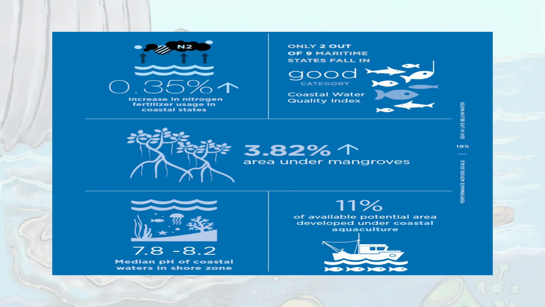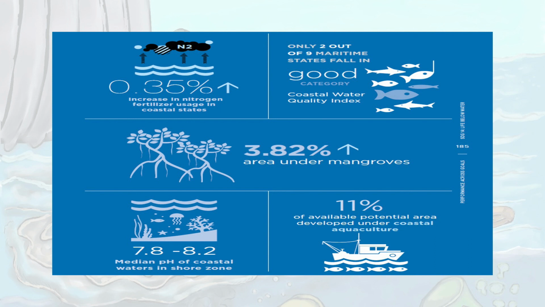If you look here, the overall summary is here. You will find that in every component we are improving. The coastal water quality is also under the category of good, and the area under mangroves is also increasing, a 3.82% increase, and the potential area developed under coastal aquaculture is also about 11%. So in this way we are improving a lot.